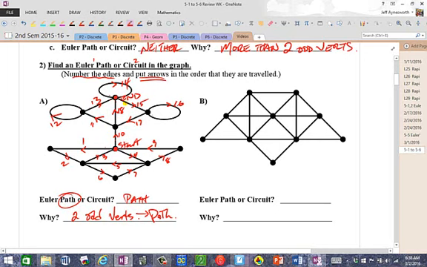All right, I start and end at an odd vertex. Remember that for paths. But first you look at the degrees. So look at the degrees first to find the odd vertices.